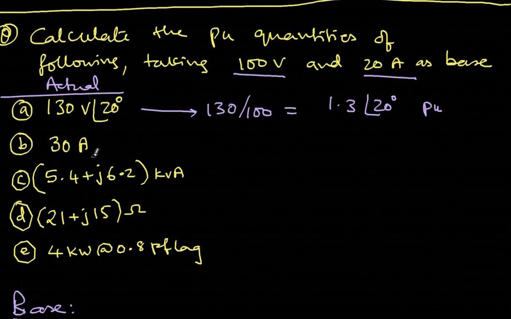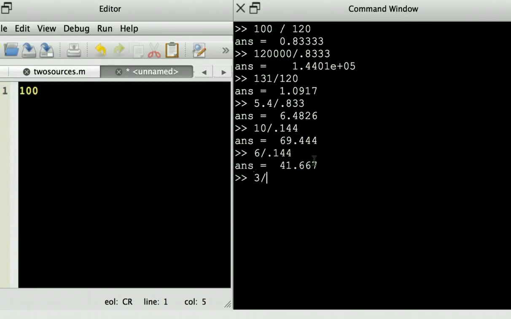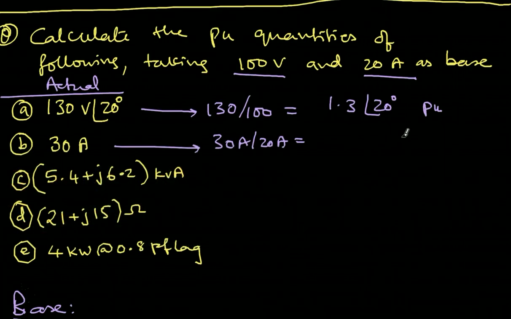Okay, now I have 30 amperes. I take the base current of 20. So 30 amperes divided by 20 amperes, that is 3 by 2, which is 1.5. So 1.5, and the angle is 0 degrees since it is not given. This is in per unit. Since the angle is not given, I'm assuming 0.